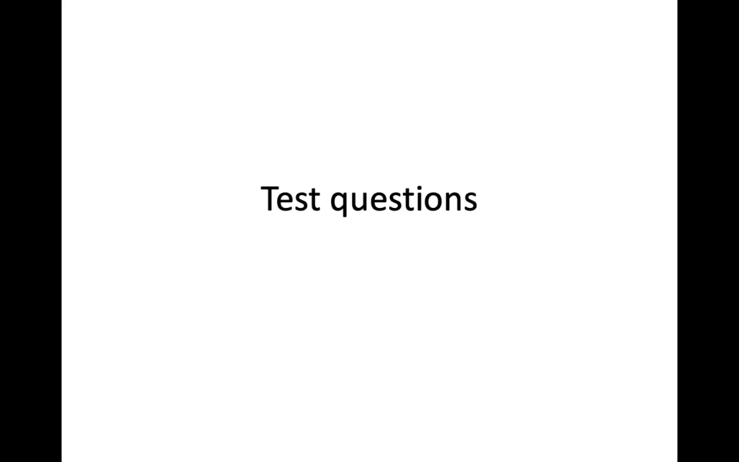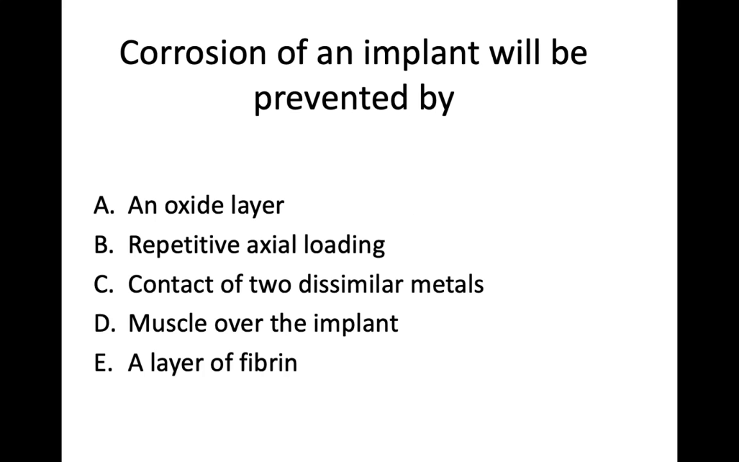Let's go on to some questions. Corrosion of an implant will be prevented by A, an oxide layer, B, repetitive axial loading, C, contact of two dissimilar metals, D, muscle over the implant, or E, a layer of fibrin. And the answer is A, an oxide layer. So this is passivation. For example, a layer of titanium oxide on the taper of a titanium stem mated with a cobalt chrome femoral head.